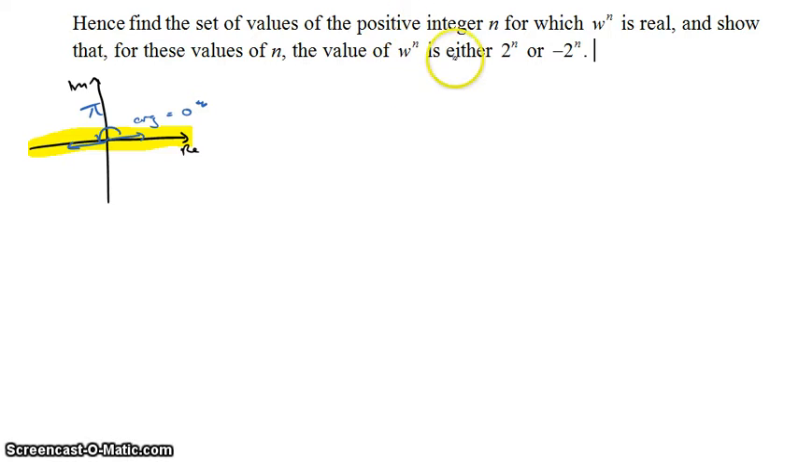So what is this question actually asking us? It's asking us for the values of the positive integer n, for which the argument of w to the power of n is equal to 0 or pi. And of course, we know that the argument doesn't have to be exactly equal to 0, it just has to be equal to 0 or 2 pi or 4 pi or 6 pi. So like some multiple of 2 pi, and this has to be some multiple of pi plus 2 pi. So pi, 3 pi, 5 pi.